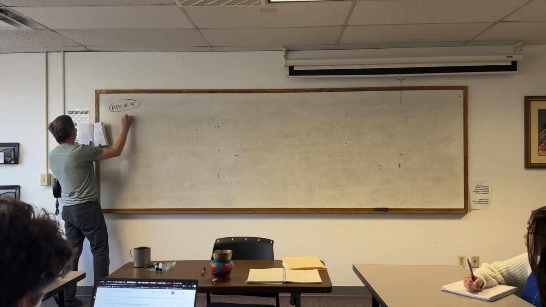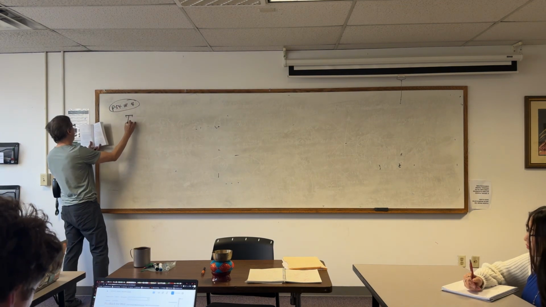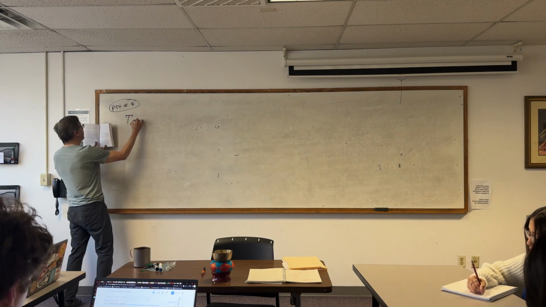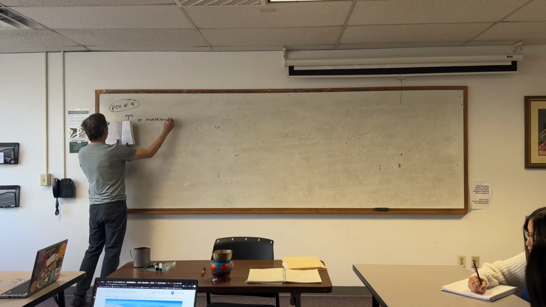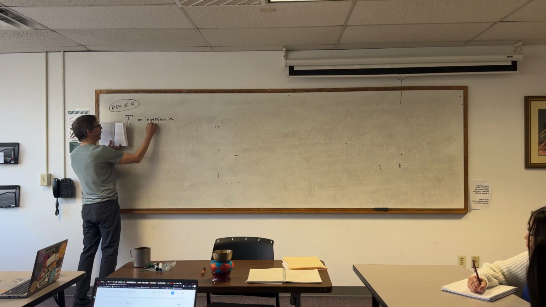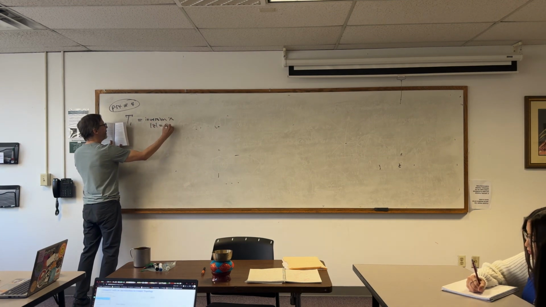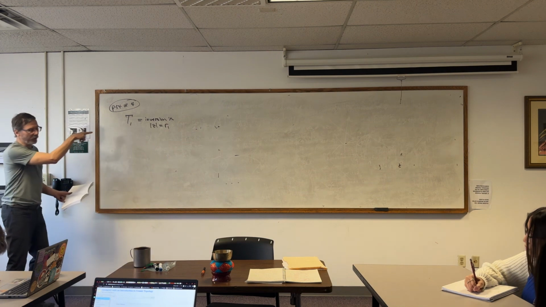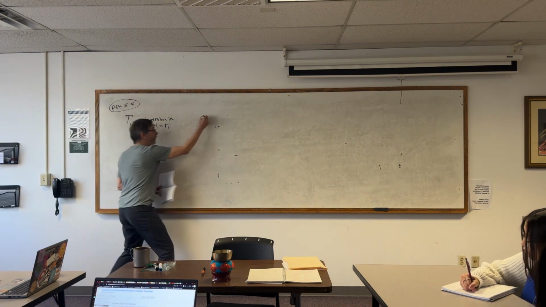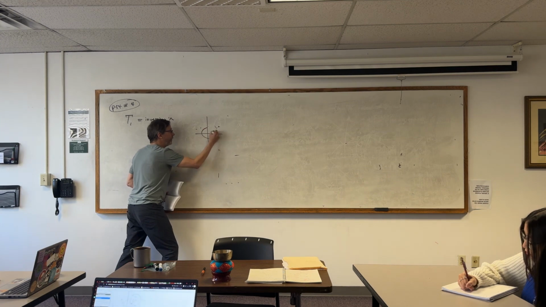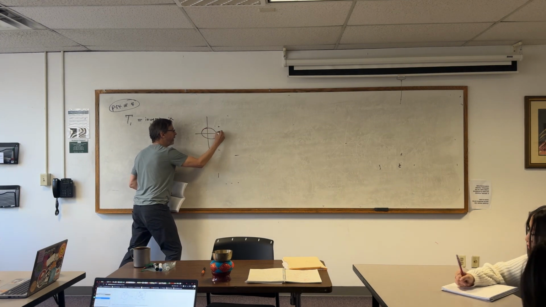We have T1, ooh, that's a fancy T. T1 equals inversion in this circle. That's a circle centered at the origin of radius R1. So that's this dude. Could be any of these dudes, but that's R1 right there.